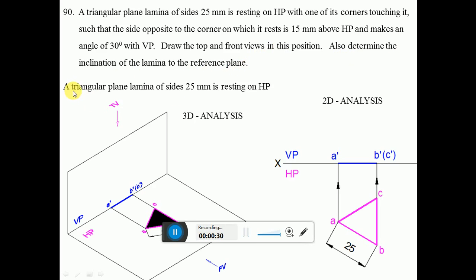So he says a triangular plane lamina of side 25 mm is resting on HP. So obviously it is resting on HP. It's a triangle of 25 mm side, so here all the sides are resting on HP, so obviously it will be parallel to HP. When you look from the top view, I can see the true shape of AB, BC, CA, which is equal to 25 mm. Since the surface is parallel to HP, it should be perpendicular to VP, so you are getting a line here. The shaded portion is the one which shows that it is a surface.